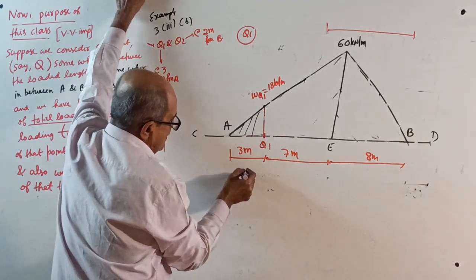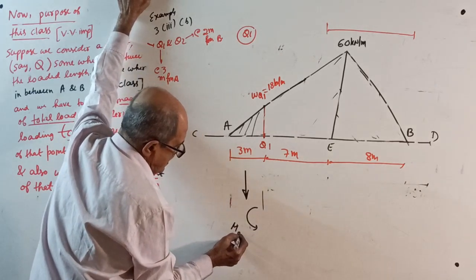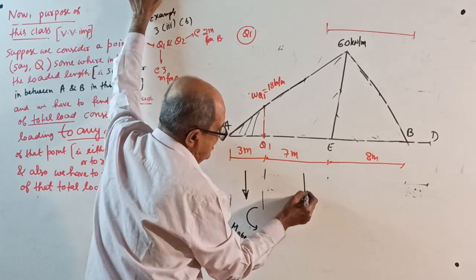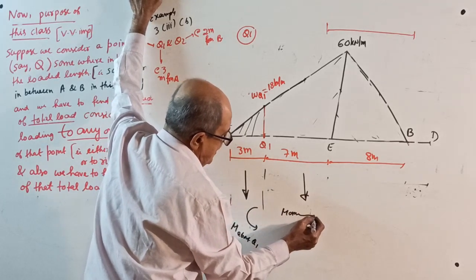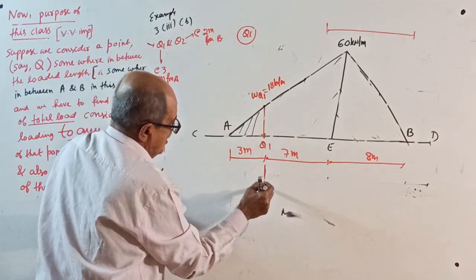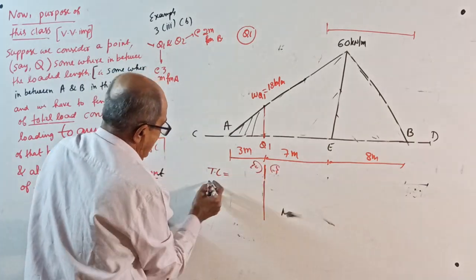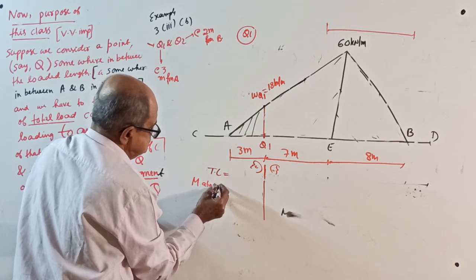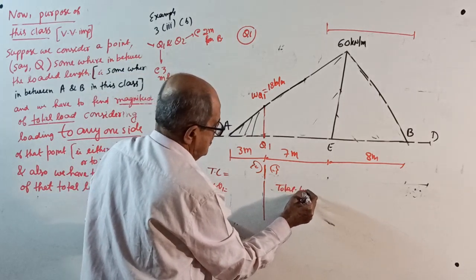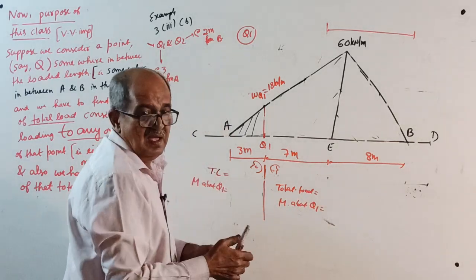look this side: total load and moment about Q1. Or look that side: total load and moment about Q2. Q1. Right here. Correct. Total load, if I look left side, right side, and moment about Q1. There. Total load and moment about Q1. I'll calculate.